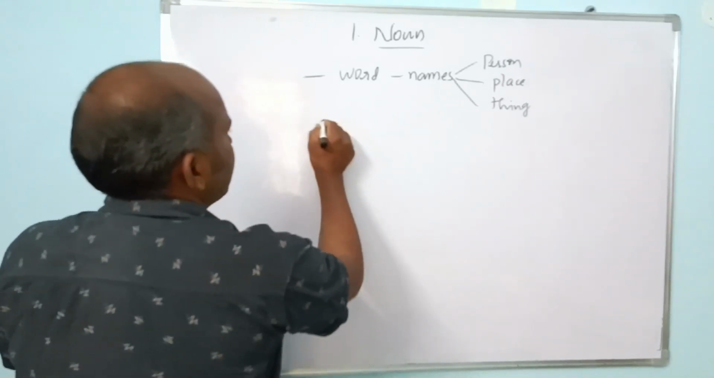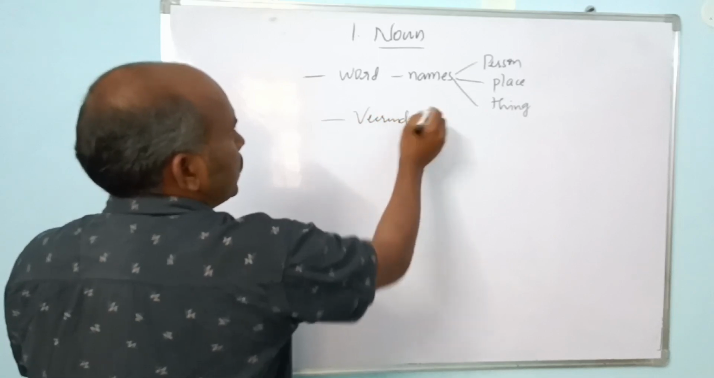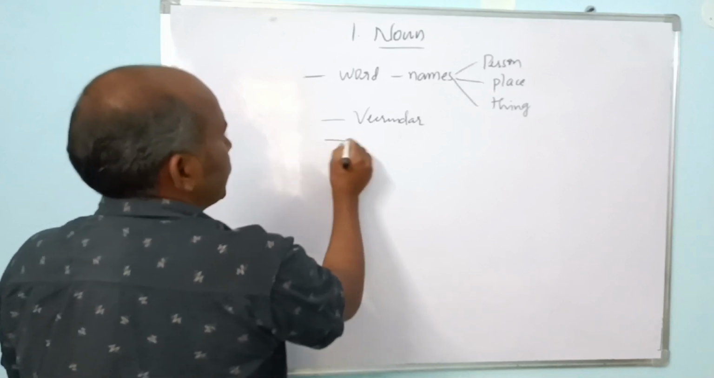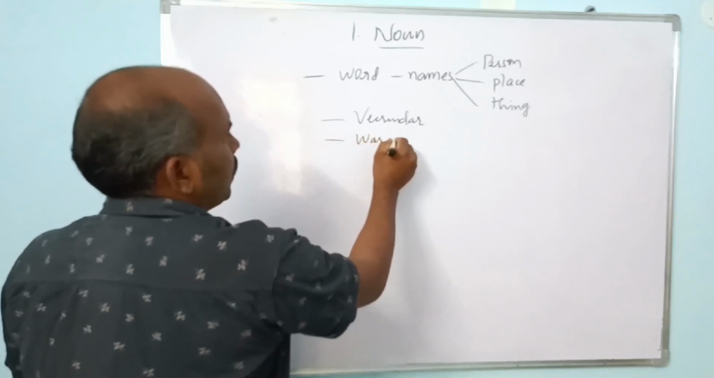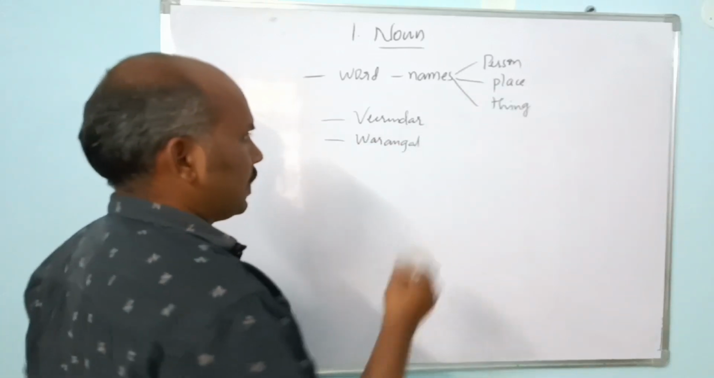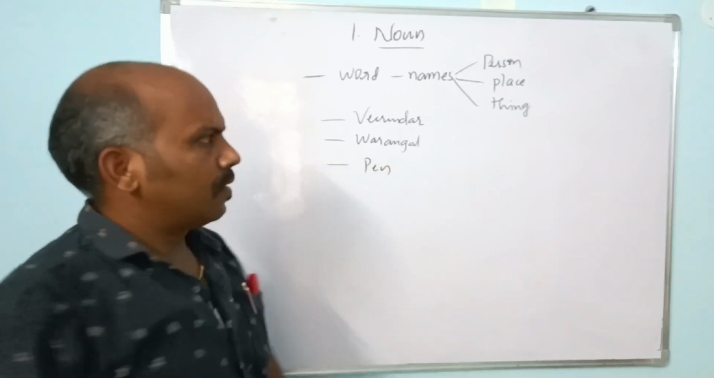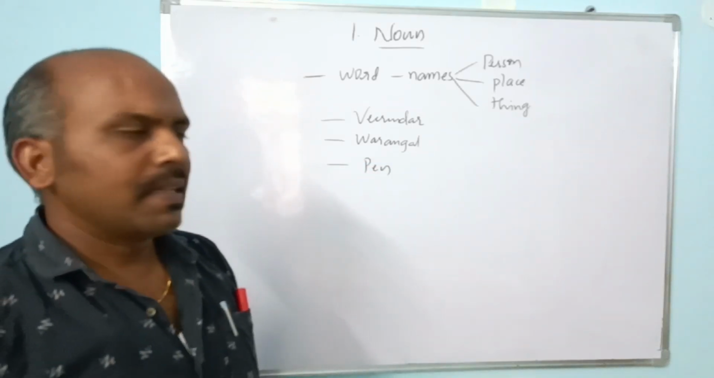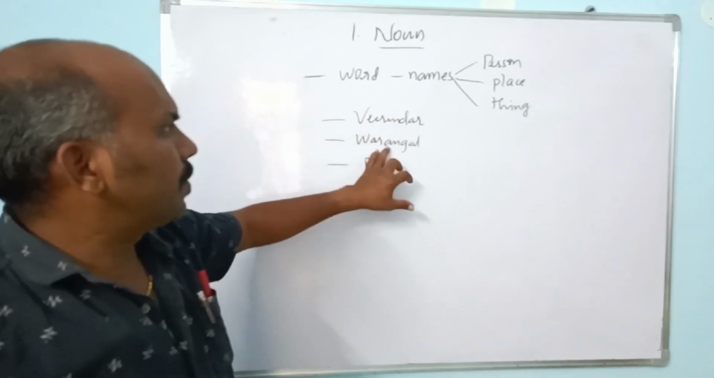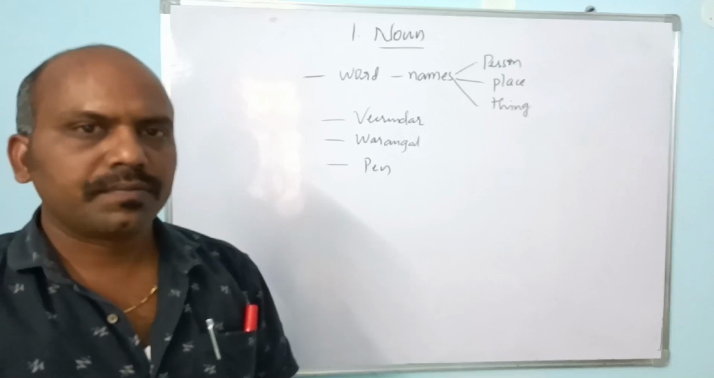If you take an example, my name Virendra is a person's name, right? And the place Warangal is the name of a place. A thing, I'm using a pen, it is a thing's name. So these are the words which represent the name of a person, the name of a place, and the name of a thing. This is called a noun, right?